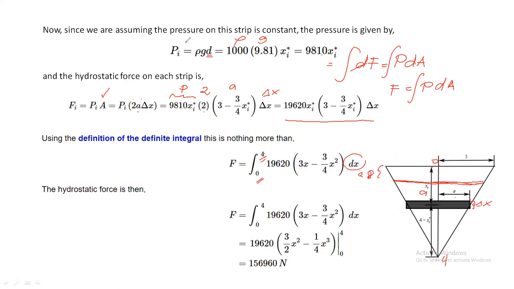Okay? So pressure is expressed in terms of x sub i, because pressure is rho g d. What is this d?